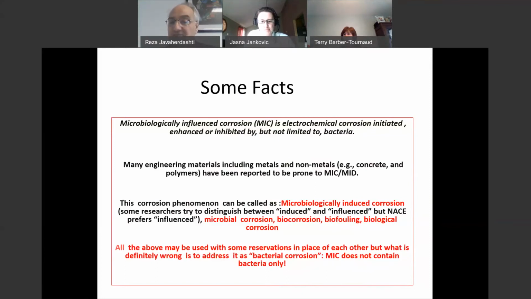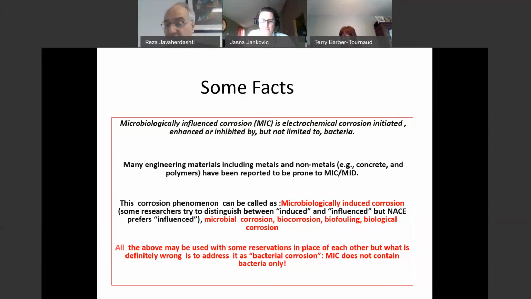Almost all engineering materials, from metals to glass even, and concrete, are exposed to MIC, microbiologically influenced corrosion, or MID, microbiologically influenced deterioration. Why do I make this distinction? Because, as I said, corrosion is to be addressed only for metals. For non-metals, you use deterioration.